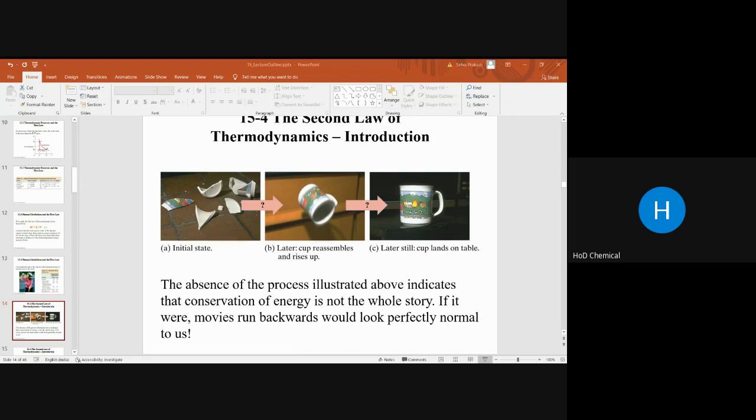Now the next one is heat engine efficiency. The efficiency of the heat engine is given by e equals W divided by QH. The efficiency of the heat engine is the ratio of the work done, W, to the heat input, QH. This is the simplest form.